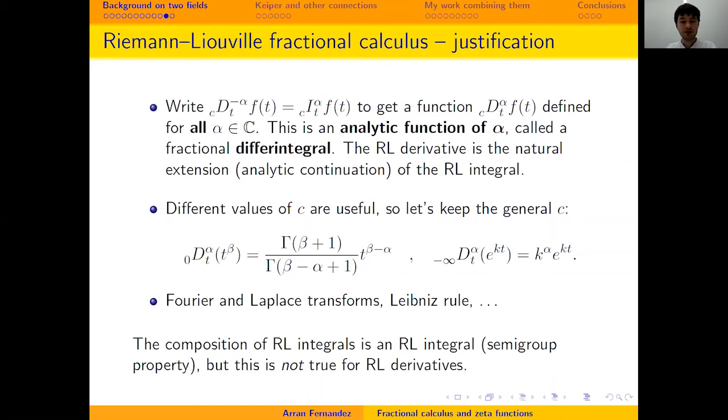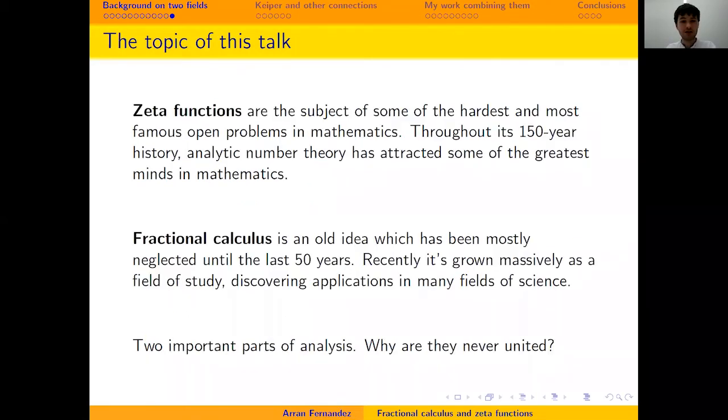So now I've introduced both zeta functions and fractional calculus. Zeta functions are the subject of some of the hardest and most famous open problems in maths. Analytic number theory, throughout its 150-year history, has attracted some of the greatest minds in mathematics, both from number theory and from analysis sides. Fractional calculus, on the other hand, is an old idea. It's more than 300 years old as an idea, but it's been mostly ignored until the last 50 years, when it's grown massively and discovered applications in many fields of science.